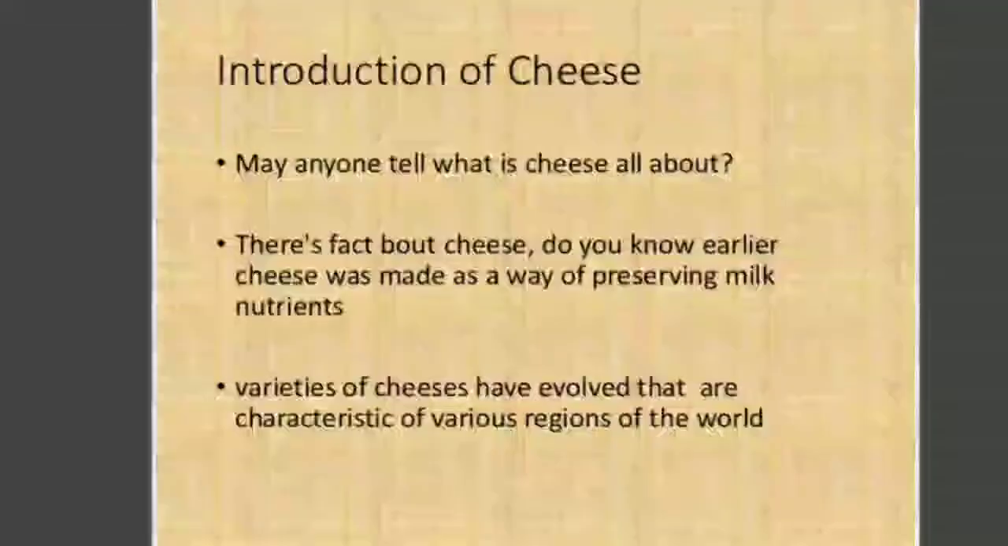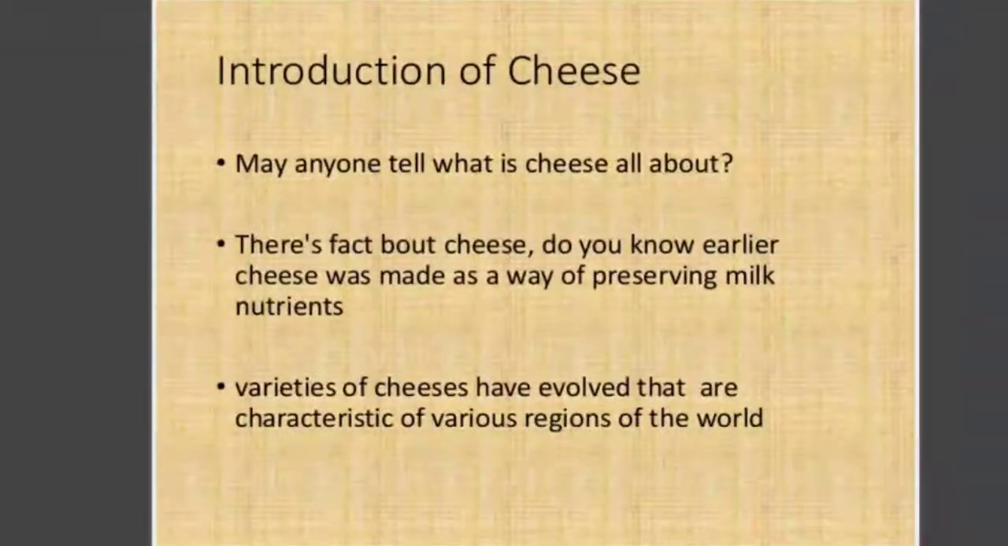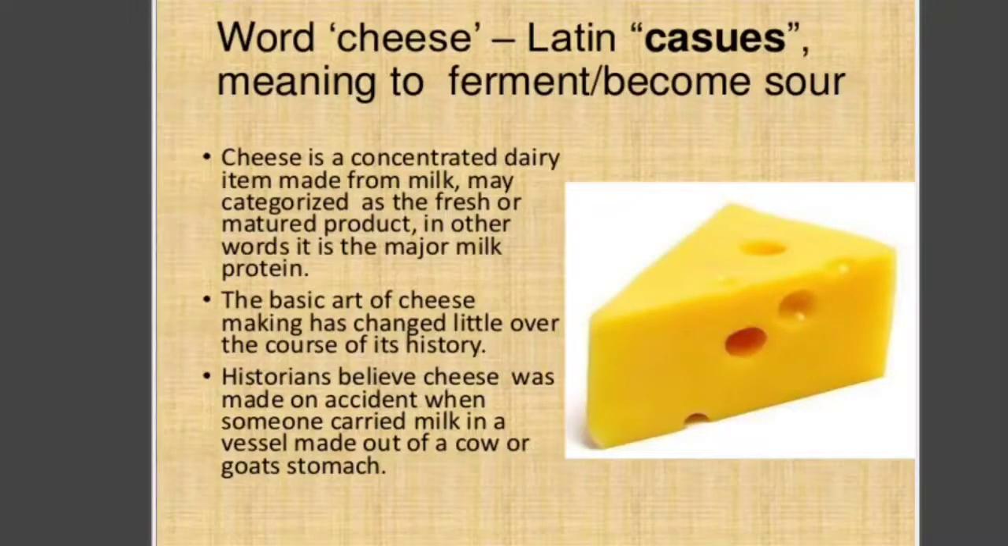Here is a fact about cheese. Do you know that earlier, cheese was made as a way of preserving milk nutrients? Varieties of cheeses have evolved that are characteristic of various regions of the world. The word cheese comes from the Latin caseus, meaning to ferment or become sour. Cheese is a concentrated dairy item made from milk, and may be categorized as a fresh or matured product. In other words, it is the major milk protein.